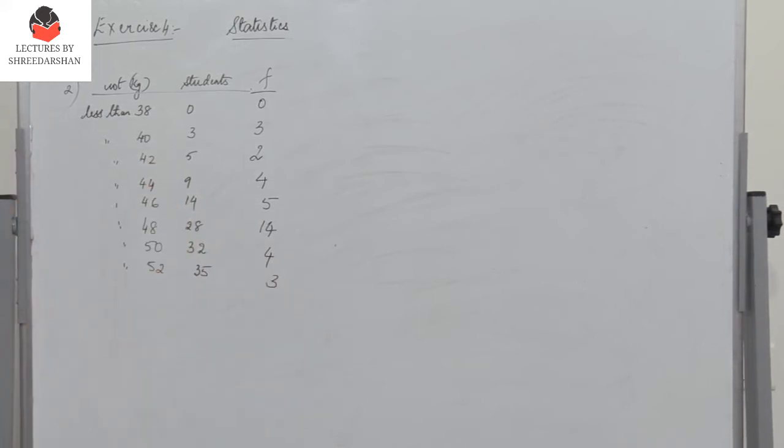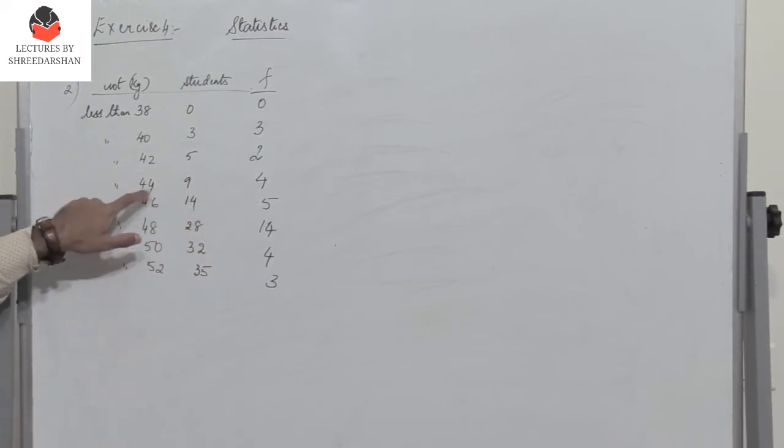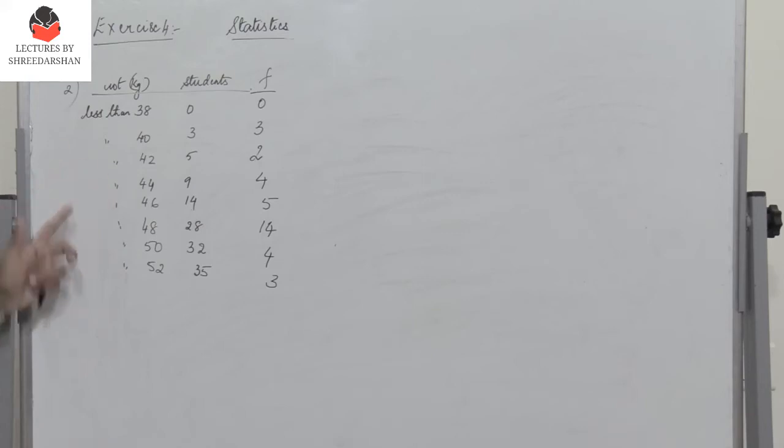So this is the frequency. So I have, say, 4 students in the weight range of 42 to 44 and so on. So this gives the cumulative frequency distribution, right? So now what we need to do, we actually have to draw the ogive.